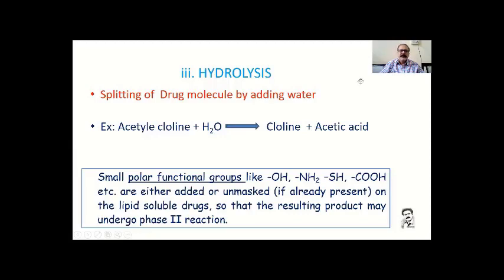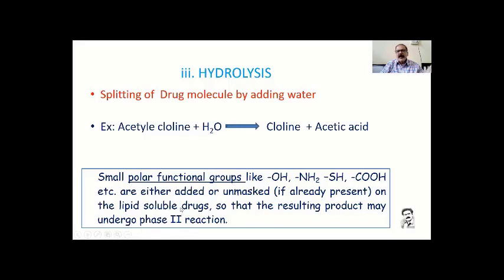Here the basic logic is small polar functional groups like OH, NH2, SH. If you take acetic acid, it has a COOH group, which gives COO minus and H plus. When it has a polar nature, it can come into water. Like this, small functional groups are established so that the drug can be converted into a water-soluble form; they are either added or unmasked. In some cases they add a new group, or in cases where it already exists, it can be unmasked. If phase 1 is not sufficient for making the drug water soluble, only then will it go to the phase 2 reaction.